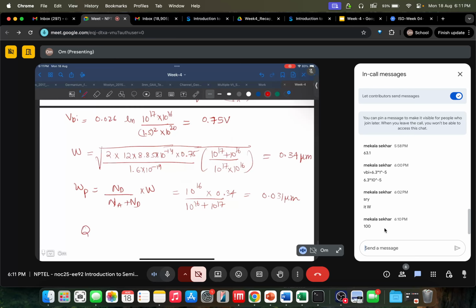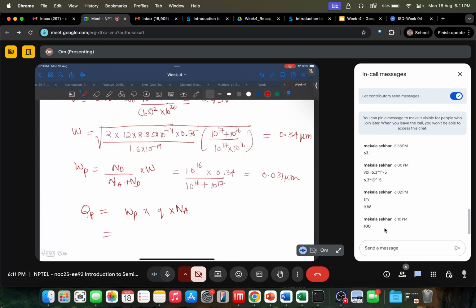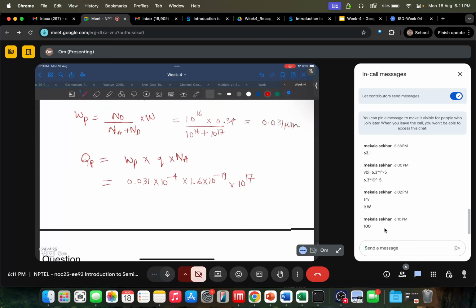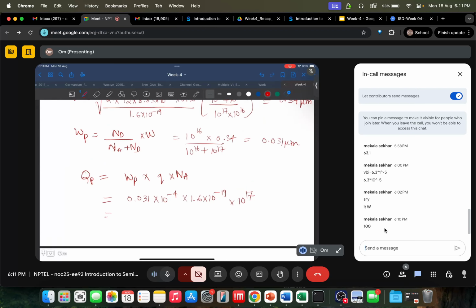Finally, the charge, that is what we want, WP into Q into NA. This is 0.031 into 10 to the power minus 4 centimeter into 1.6 into 10 to the power minus 19 coulomb into 10 to the power 17 centimeter cube, which comes out to be around 50 coulomb per centimeter square.